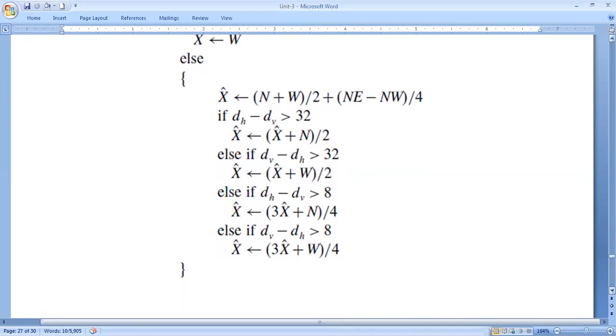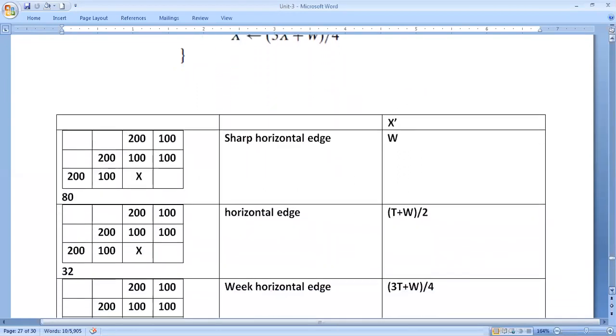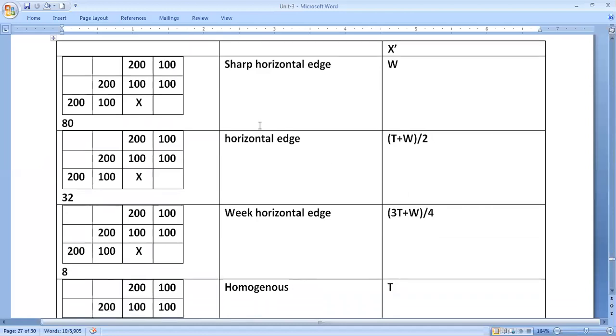And for more simplification, I can also explain in detail with the help of this figure. Suppose we take an example where this value will be encoded, the pixel value of north is 100, the pixel value of west is 100, and west-west is 200. These values I have taken as an example, and the encoded value of x can be calculated with the help of this.